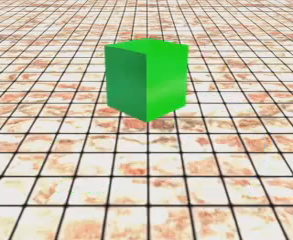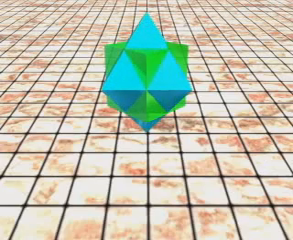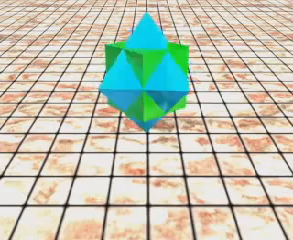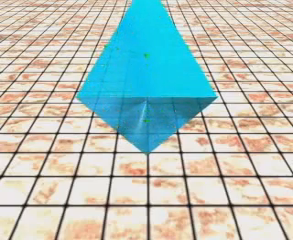Take a cube. Connect the centers of its faces. A small octahedron is formed inside the cube. Let the octahedron grow. A star-shaped structure is formed. This is a stellated polyhedron. Stellar means star. Eventually, the octahedron completely encloses the cube.